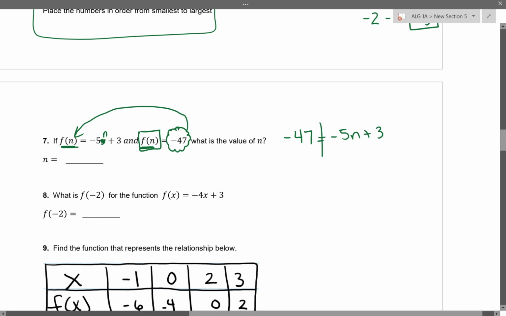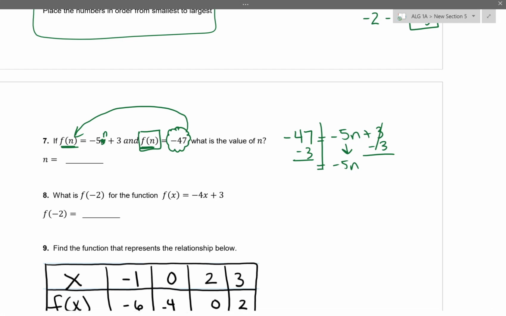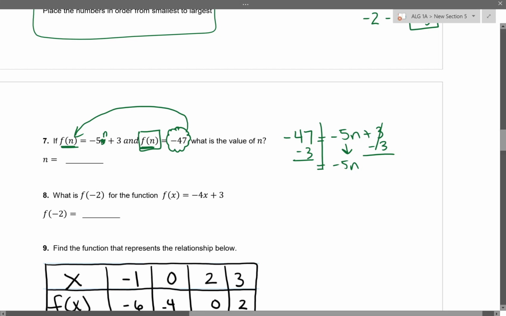Let's go ahead and separate it first. I need to get n by itself, so how do I get rid of this positive 3? Well, I subtract it. And so what happens with these 3's? They cross out. I can drop down my negative 5n equals, well, negative 47 minus 3. So that's saying I owed somebody $47. I asked them for $3 more. How much money do I owe them? I owe them $50, and since I owe them, it's negative 50.